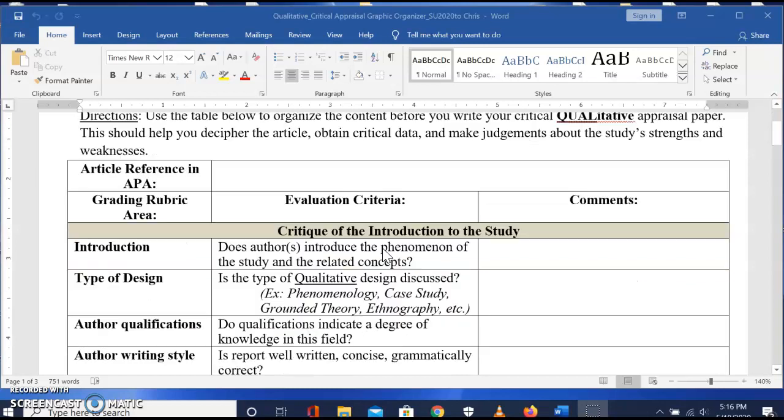So the faculty developed this form. First what you're going to see is the grading rubric area of your paper on the first left-hand column. The middle column is the evaluation criteria. And these are the questions that you're going to need to answer for each area in your paper. And then the third column is for your comments as you critique the article.